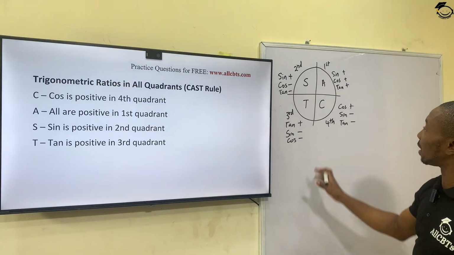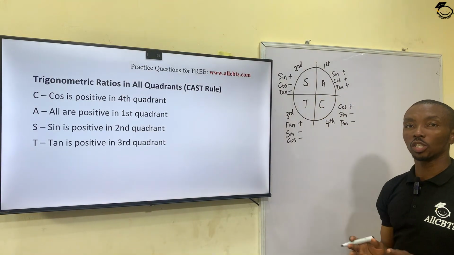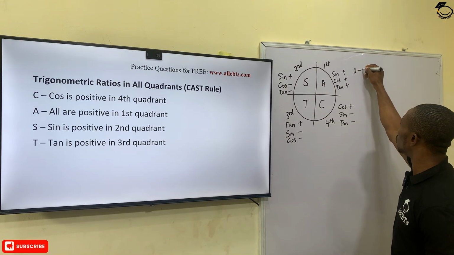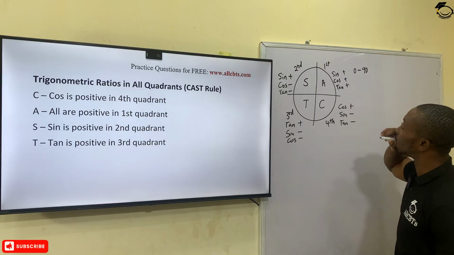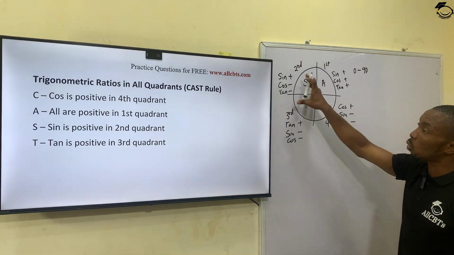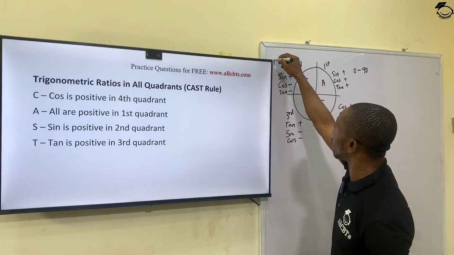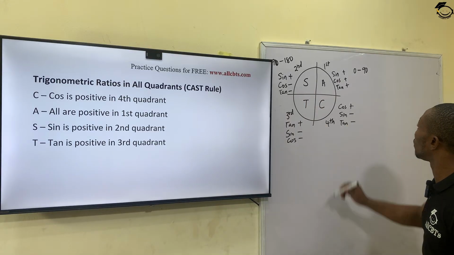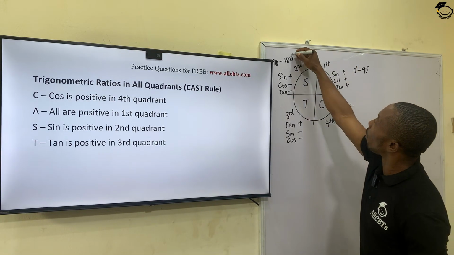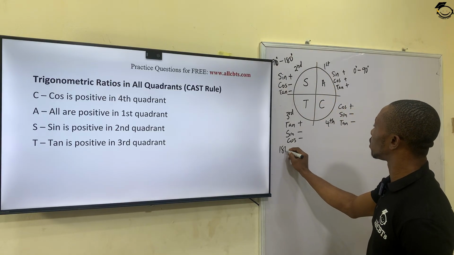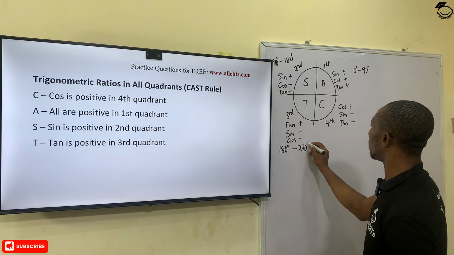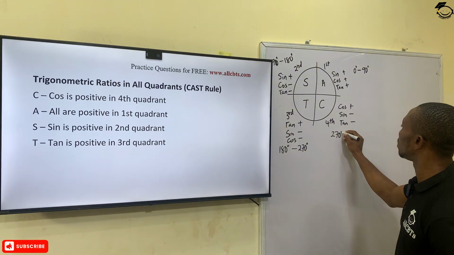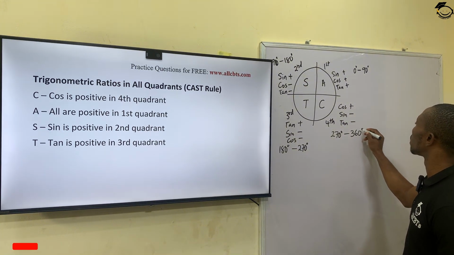And each of these quadrants have their range of angles. So for the first quadrant, we have it ranging from 0 to 90 degrees. Okay? Now, in the second quadrant, we have it ranging from 90 to 180 degrees. Now, in the third quadrant, we have it ranging from 180 degrees to 270 degrees. And in the fourth quadrant, we have its range from 270 to 360 degrees.